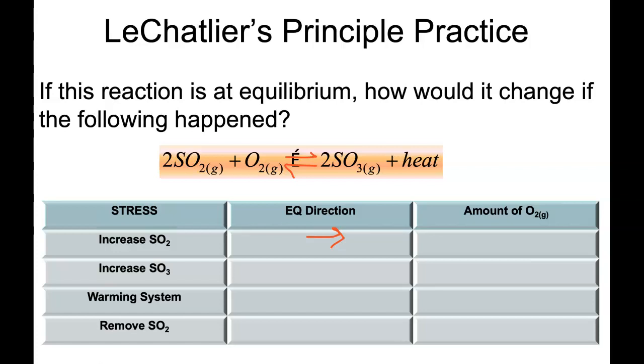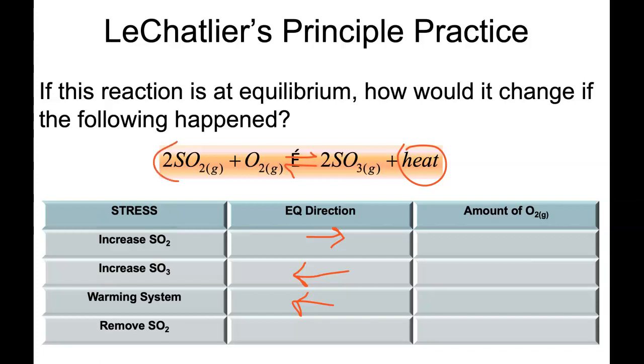If we increase our SO3, like we add more SO3, that SO3 would decompose to make SO2 and O2. And so our reaction would go that way. If we warmed up the system, heated it up, in other words, we're going to add more heat. And so heat is like a product here. And so that would also shift our reaction to the left.